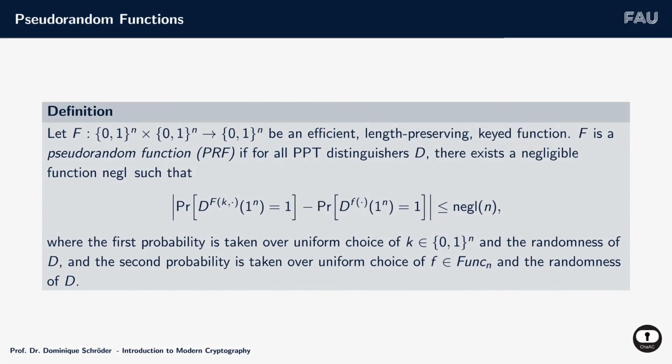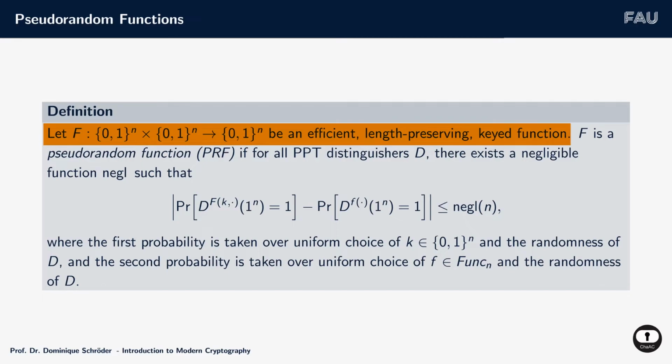So we are now turning this intuition into a formal definition. And this definition looks as follows. First of all, we're defining the function. We say, let f be an efficient length-preserving keyed function. Length-preserving means that the size of the key as well as the input and the output are all of the same length. And this is just for simplicity. You can, as I said before, come up with a more general definition where these parameters are different.